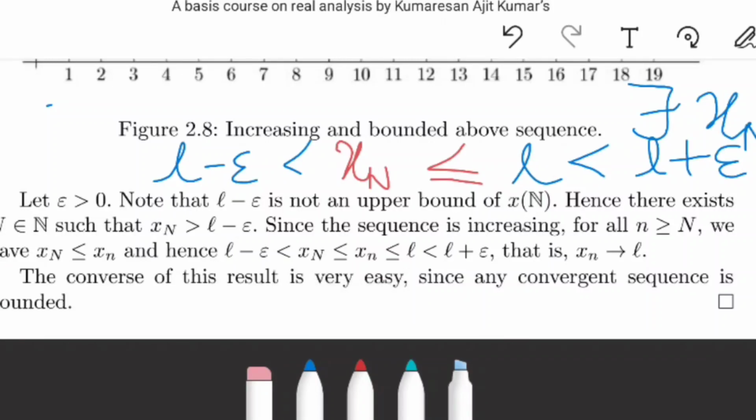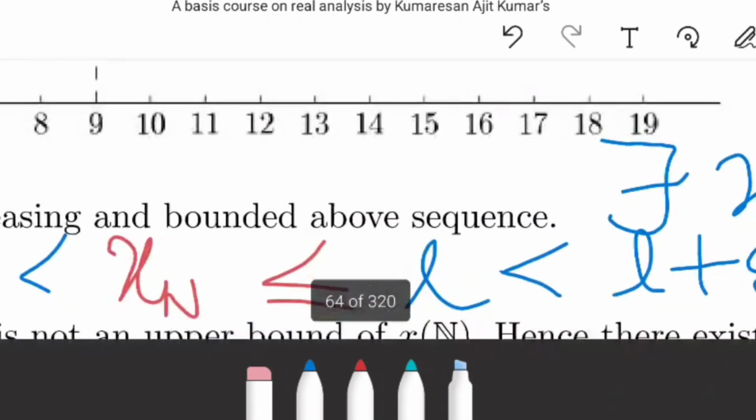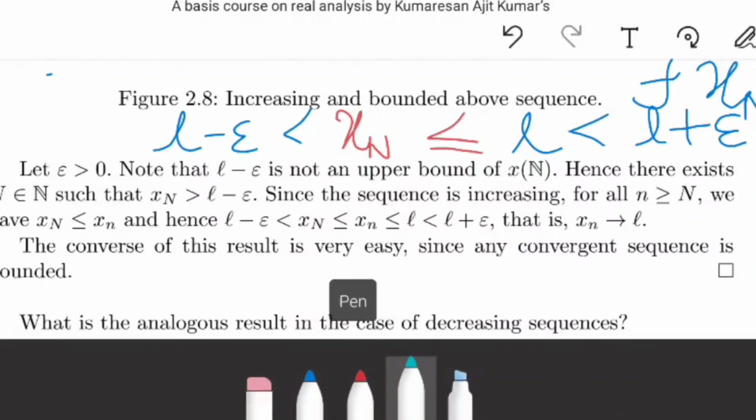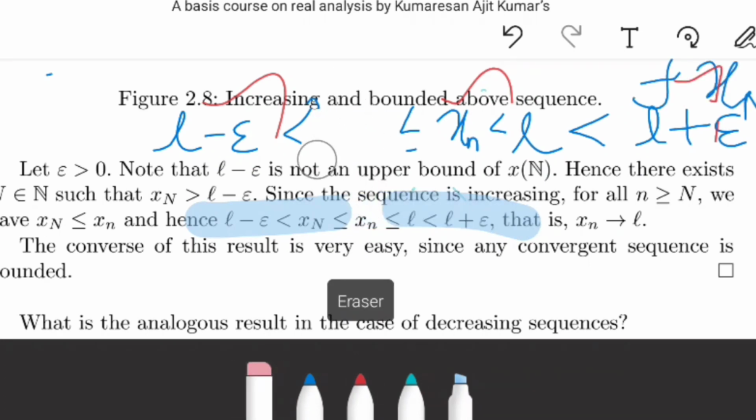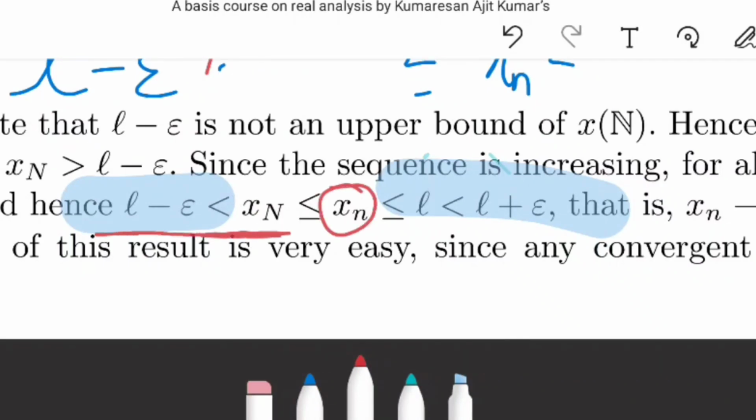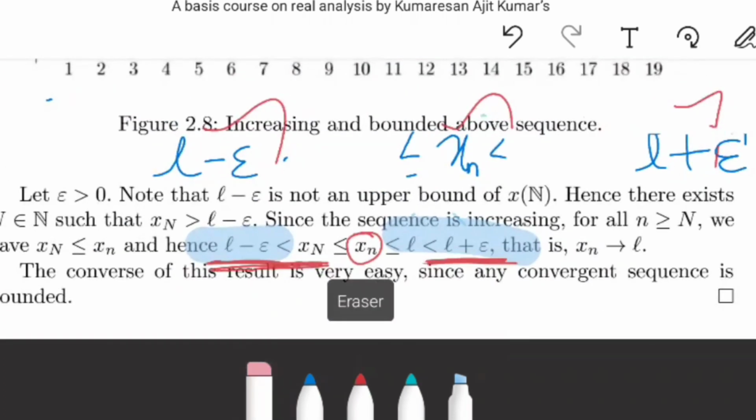Now we know that we have taken a monotonically increasing sequence. So by definition, HN will be less than or equal to Hn. So I have something in between. This is my intuitive idea behind proving this. Picking up these inequalities, I can omit some of them. I have missed one inequality: Hn will be strictly greater than L minus epsilon, and strictly less than L plus epsilon. So Hn will be lying between L minus epsilon and L plus epsilon.